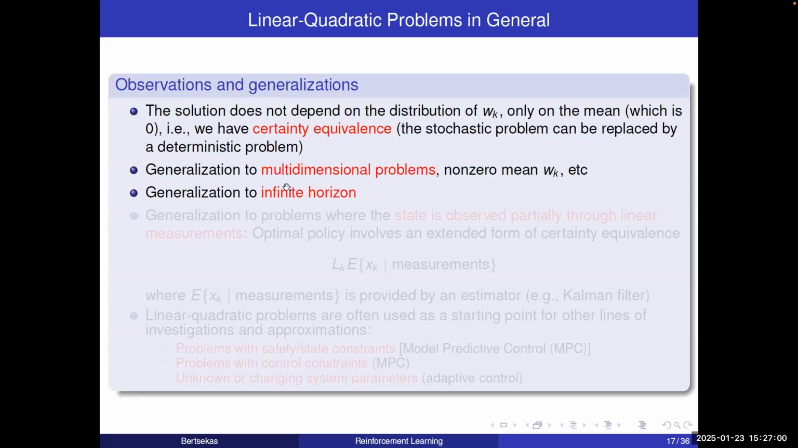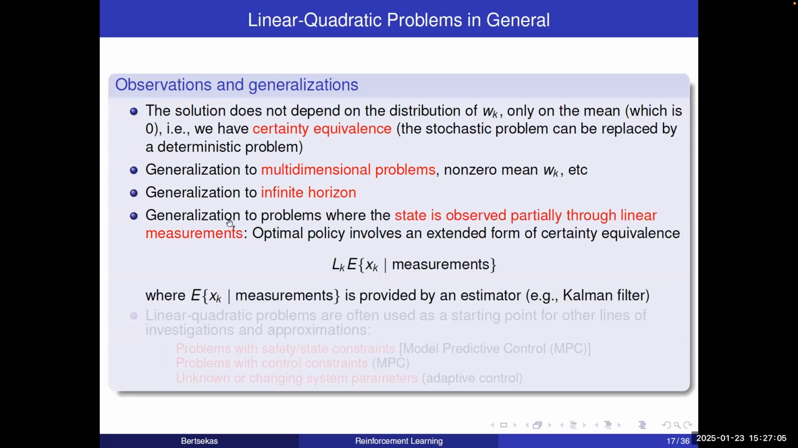It generalizes to an infinite horizon, not just a finite horizon. It generalizes to problems where the state is not observed exactly at each step, but rather is observed partially through linear measurements. In stochastic dynamic programming, we assume that we observe the state xk exactly before we apply control. However, later we're going to talk about problems where the state is not observed exactly, but rather is inferred through measurements. Not exactly, but within a probability distribution.